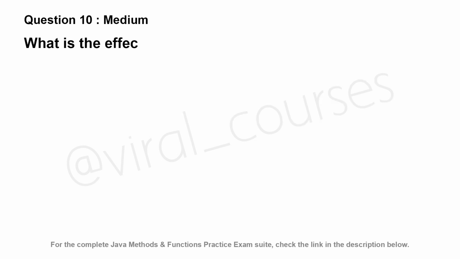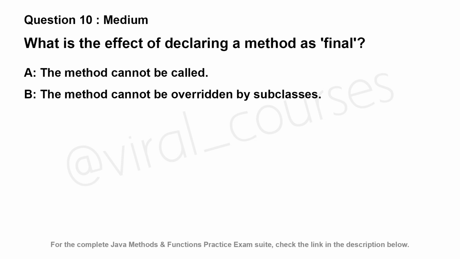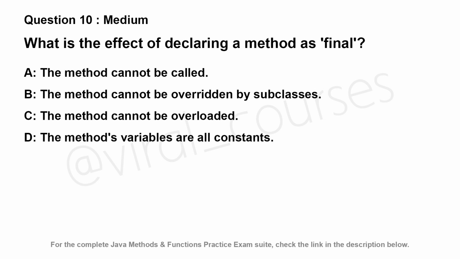What is the effect of declaring a method as final? Option A. The method cannot be called. Option B. The method cannot be overridden by subclasses. Option C. The method cannot be overloaded. Option D. The method's variables are all constants.